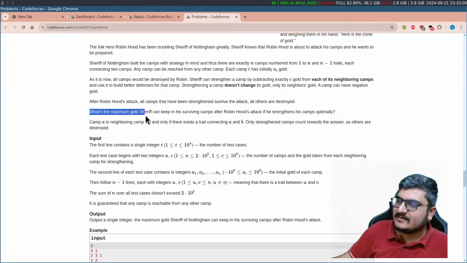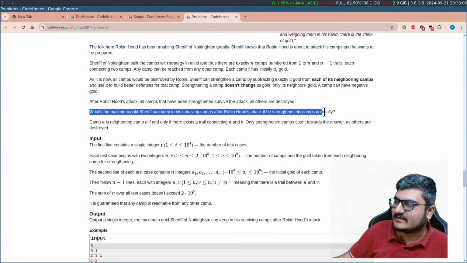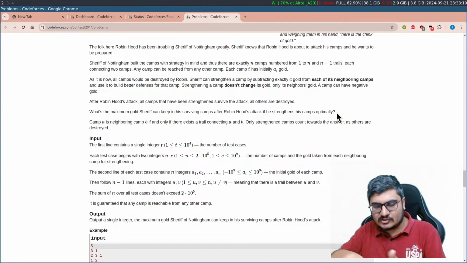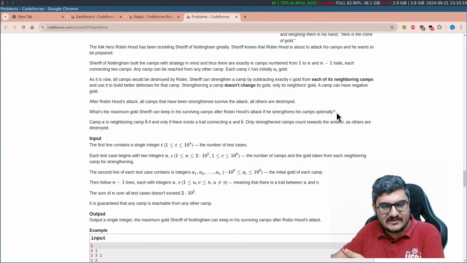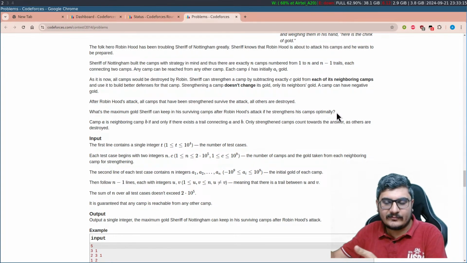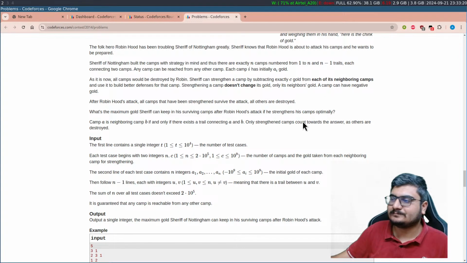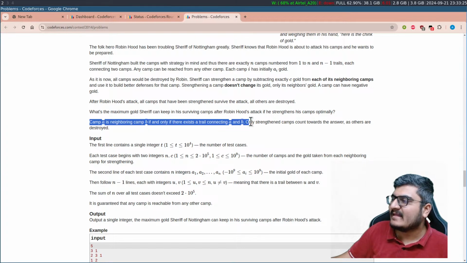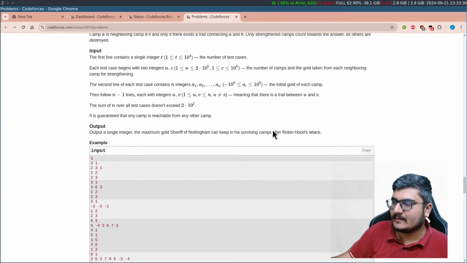It asks what is the maximum gold Sheriff can keep in his surviving camps after Robin Hood's attack if he strengthens his camps optimally. Like, if he chooses some optimal places to make a safe haven by taking c gold from all the neighbors of those places, what is the maximum gold we can still have? Camp a is a neighbor of b if and only if there exists a rail connecting a and b. Only strengthened camps count towards the answer as others are destroyed. So some important examples are there.